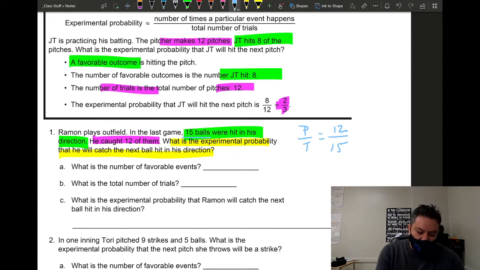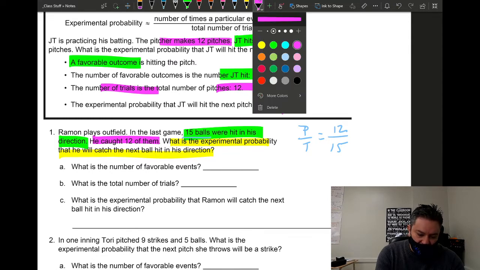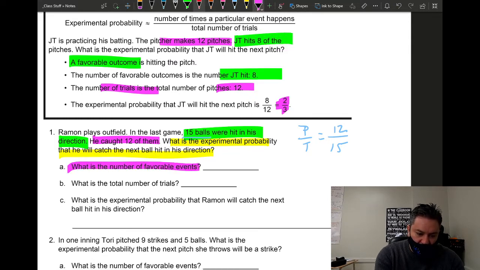So what is the number of favorable events? That's the pink one, which in this case is 12. What is the total number of trials? That was the green one, which in this case is 15.